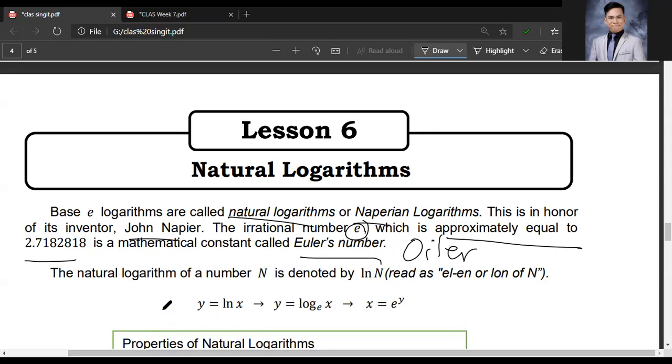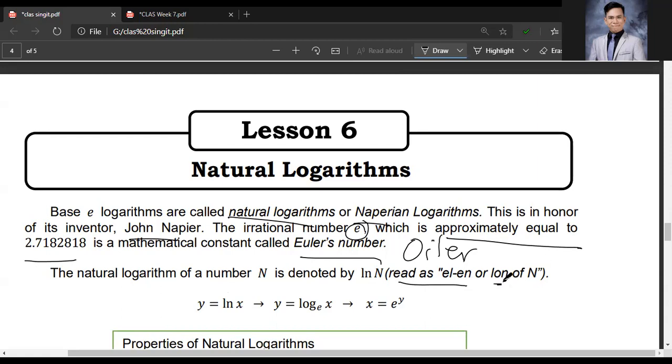Okay? The natural logarithm of the number n is denoted by ln. Read as ln. ln stands for natural logarithm. Pwedeng ln. So mas maganda na lang na ln.